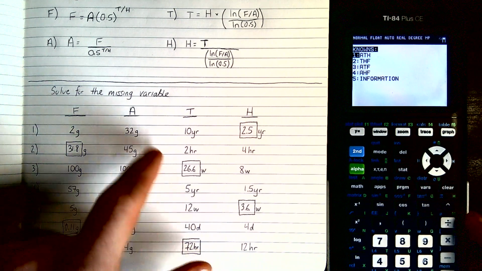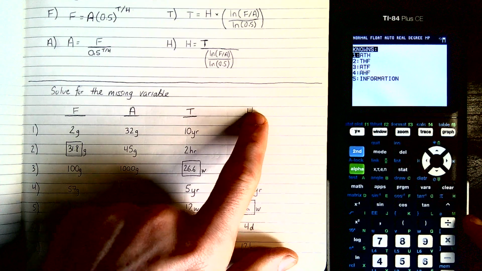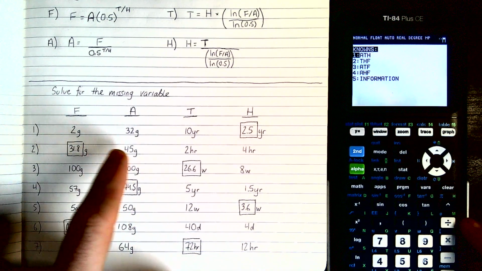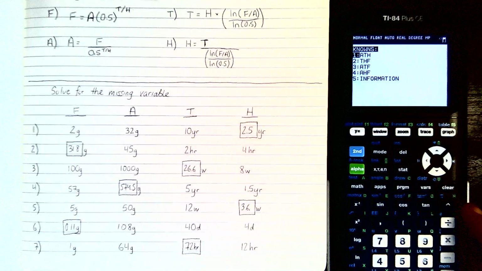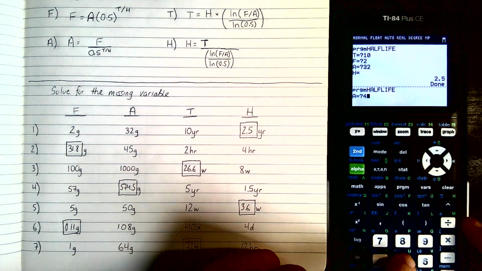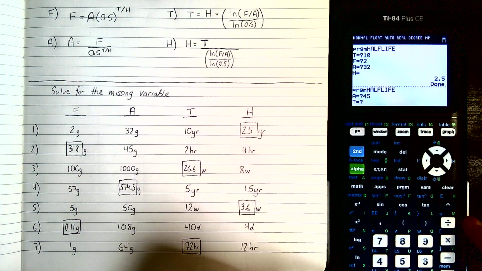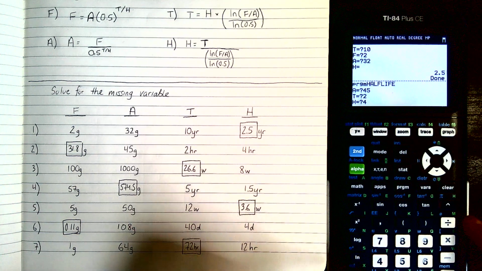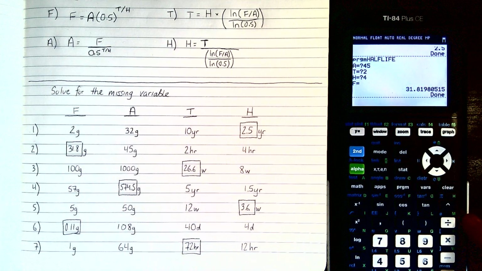If we know A, T, and H, and we want F, then we just use the program that says we know A, T, and H. Well, what are they? 45, 2, and 4. And there you go, 31.8. There's F.